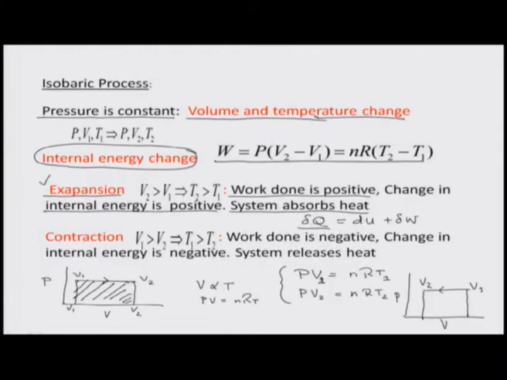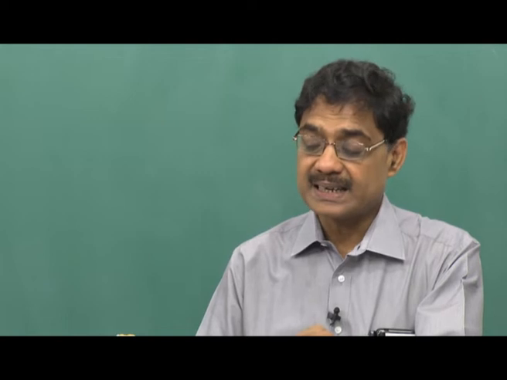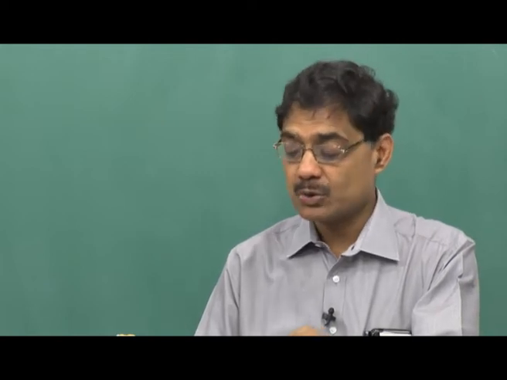Whereas in the isobaric process, pressure is constant, but volume and temperature can change, but they change in such a way that V is proportional to temperature. That must happen because PV is equal to nRT, pressure is kept constant. Now, here also internal energy changes, and you can talk about two processes.